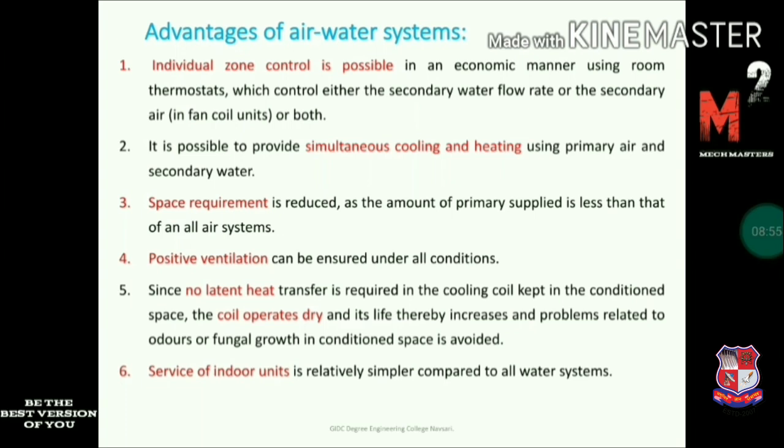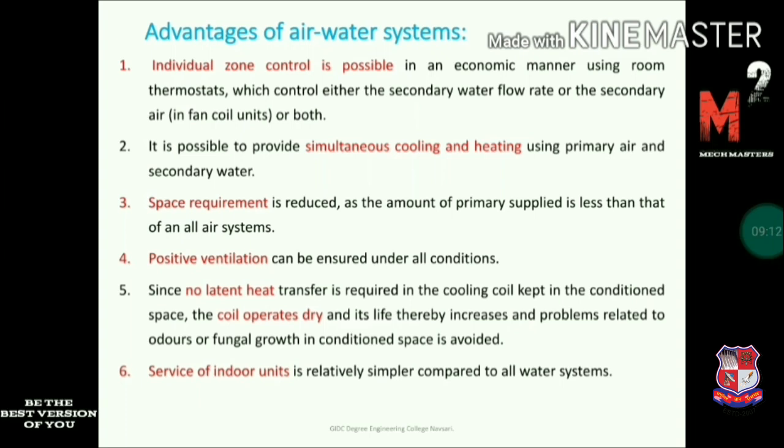Then the second one is that it is possible to provide simultaneous cooling and heating using primary air and secondary water. So we can achieve cooling in one zone and heating in another zone. So simultaneous cooling and heating is possible in an air water system.